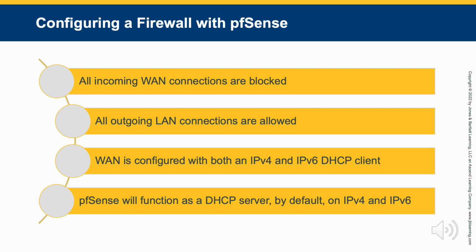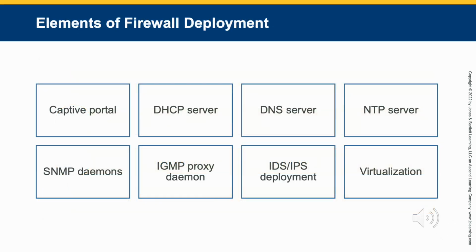Configuring a firewall with pfSense. All incoming wide area network connections are blocked by default. All outgoing local area network connections are allowed by default. The wide area network is configured with both IPv4 and IPv6 DHCP client. pfSense will function as a DHCP server by default on IPv4 and IPv6. Some elements of the firewall deployment you might want to consider are turning these options on: using a captive portal, DHCP server, DNS server, NTP server, SNMP daemons, IGMP proxy daemon, IDS-IPS deployment, and virtualization.